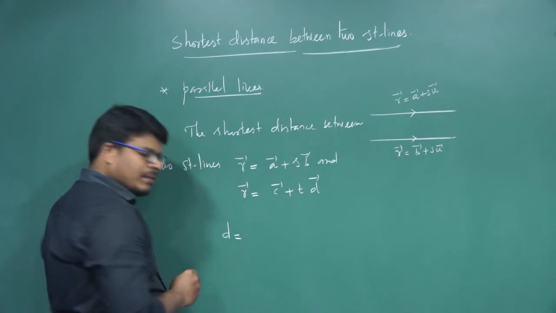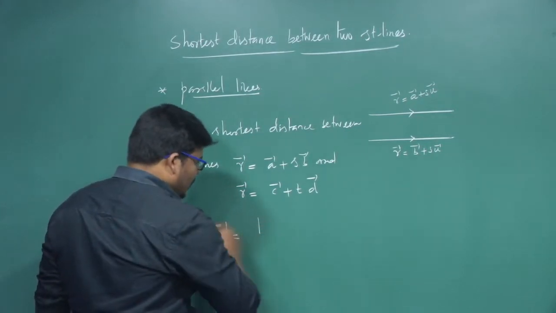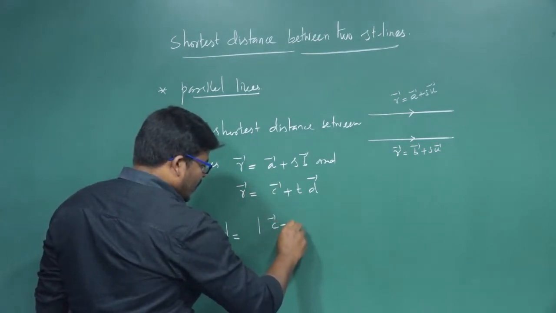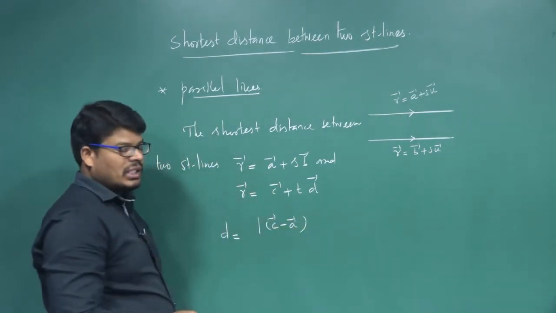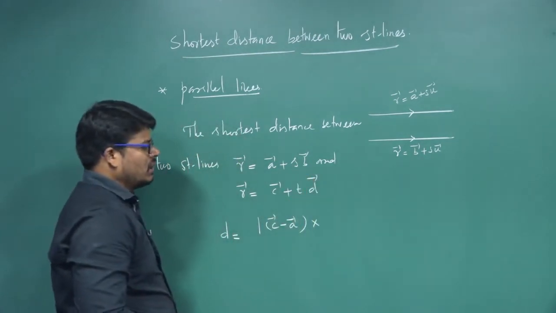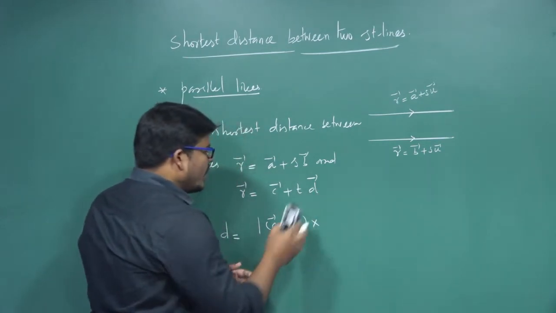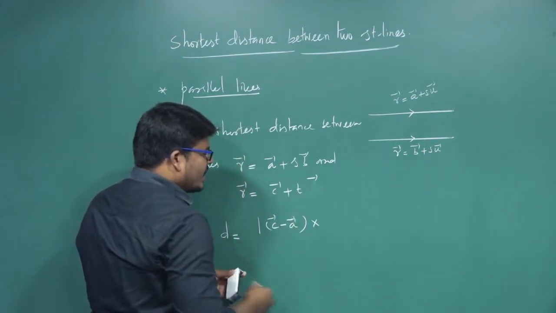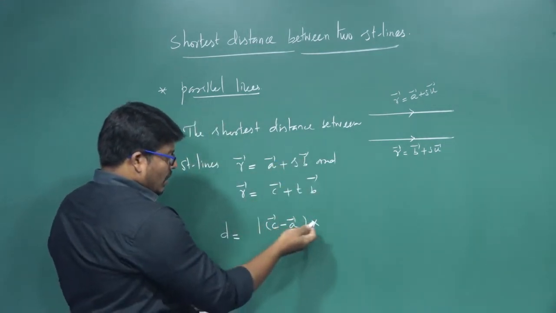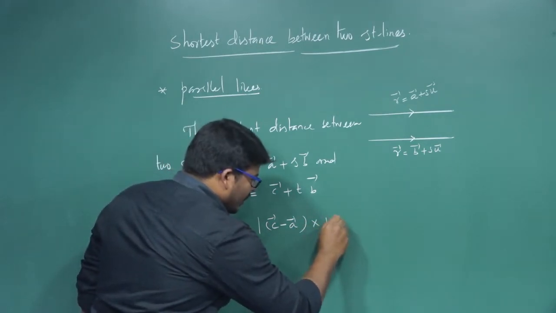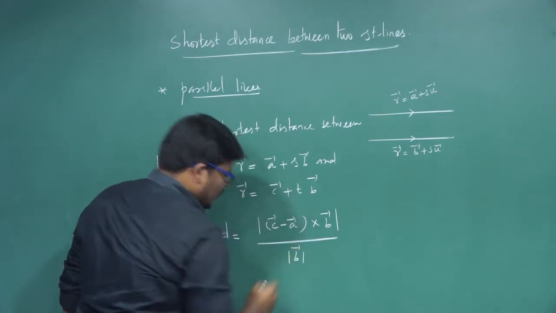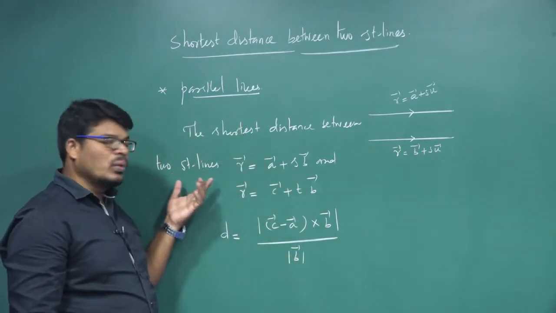That is d equal to modulus of c vector minus a vector cross b vector. The two lines are parallel, so write the direction as the same b vector. Two lines are parallel. So d equals modulus of c vector minus a vector cross b vector, by modulus of b vector. That is the shortest distance between the two straight lines.